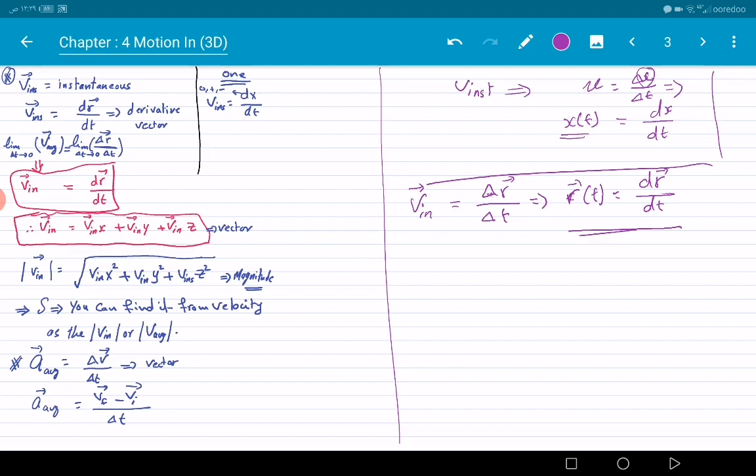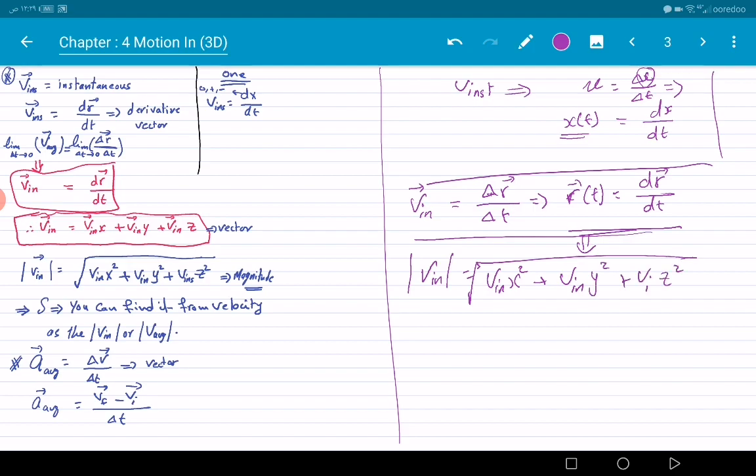How can I find the velocity? From it I can find the speed, so the absolute value of v inst is equal to the square root of v inst in x squared plus v inst in y squared plus v inst in z squared, as a magnitude.